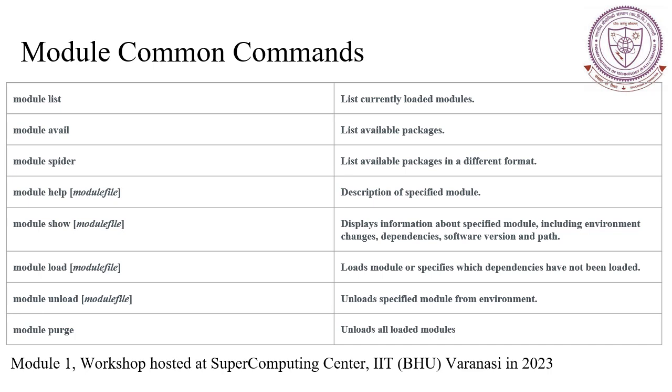Here are some examples which I'm going to tell you. If we want to list all of the currently loaded modules, we can use the module list command. If we want to list all of the modules that are available on the system, we use the module avail command. If we want to list all of the modules that are available on the system in a different format, we use the module spider command. If we want to display information, for example, let's say for the NumPy module, we say module help NumPy.